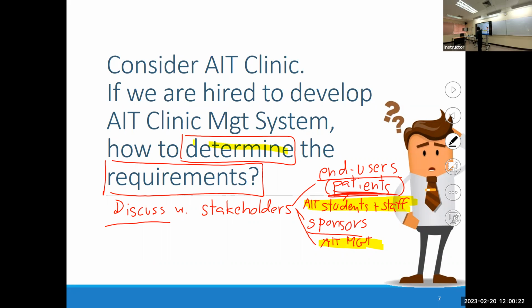We are still about this, right? Be sure every time we come back to our focus. I'm talking about requirement determination of AIT clinic management system. Okay. Any other additional type of stakeholders?